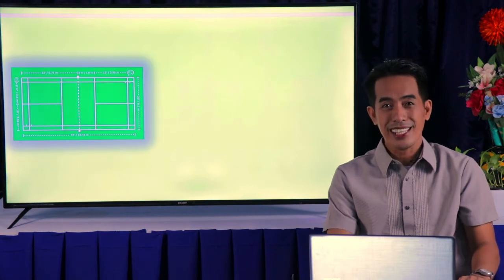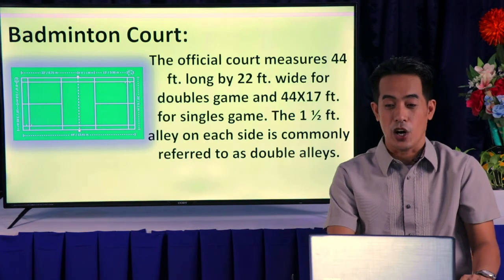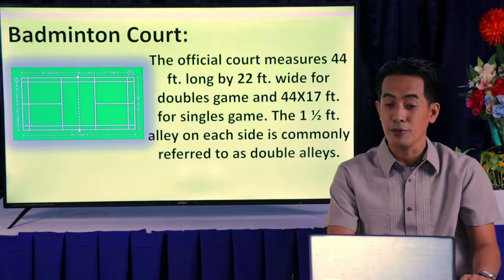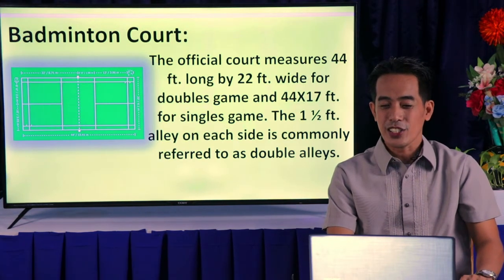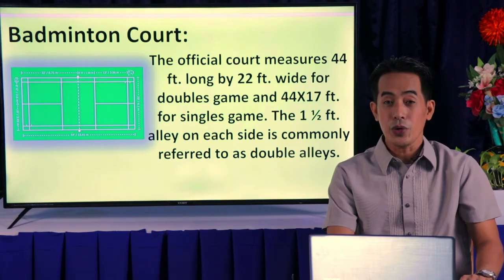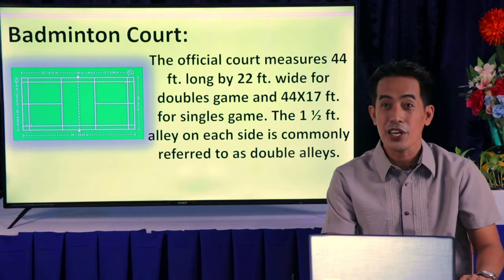Another one is the playing court. The official court measures 44 feet long by 22 feet wide for doubles game and 44 by 17 feet for singles game. The 1.5 feet alleys on each side are commonly referred to as double alleys. There is also a space 2.5 feet wide on both ends of the court, which is considered to be the back alleys, and the ceiling height should be 30 feet.